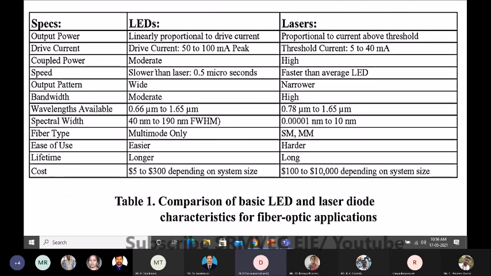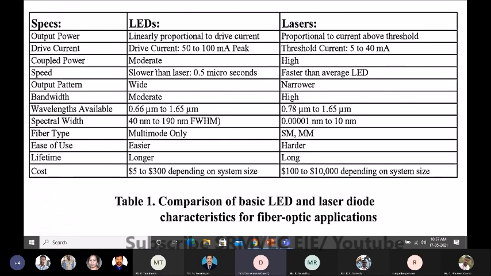Before getting into that, you will see a comparison between LEDs and lasers. The LED output is linearly proportional to drive current, whereas the laser output is proportional to the current above the threshold. The drive current for the LED is 50 to 100 milliamps peak, whereas the threshold current for the laser is 5 to 50 milliamps.